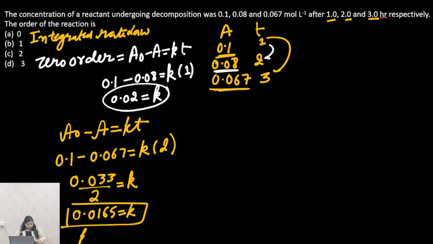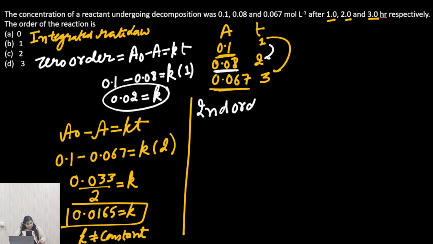So we can say that K is not constant, which means this data does not correspond to zero order kinetics. Now let us check it for second order kinetics. Whenever you have to solve questions based on the integrated rate law expression, first check for zero order, then check for second order, then you can check for first order. The calculation just becomes easier this way. In first order, natural logarithmic expressions are there, so we are not moving to that first.